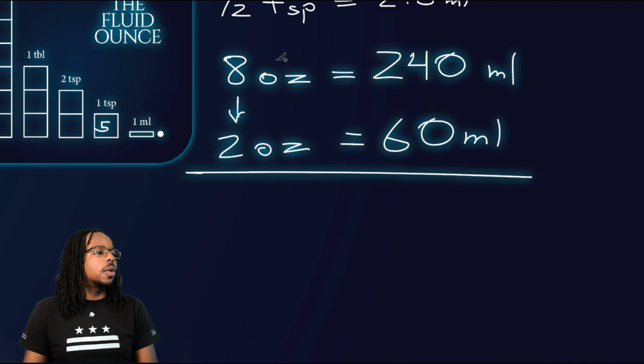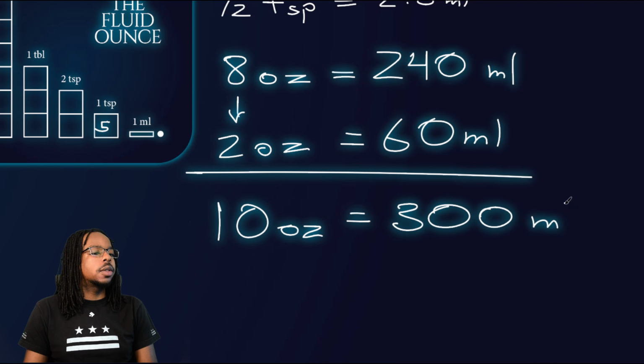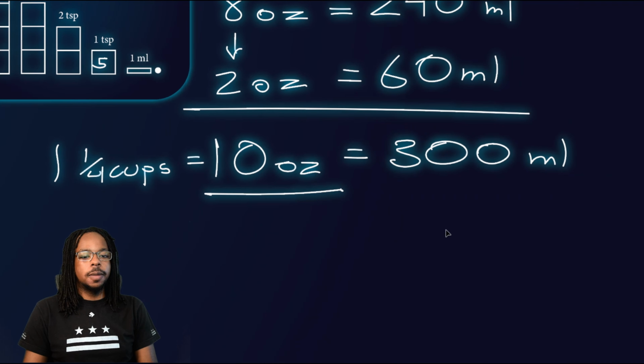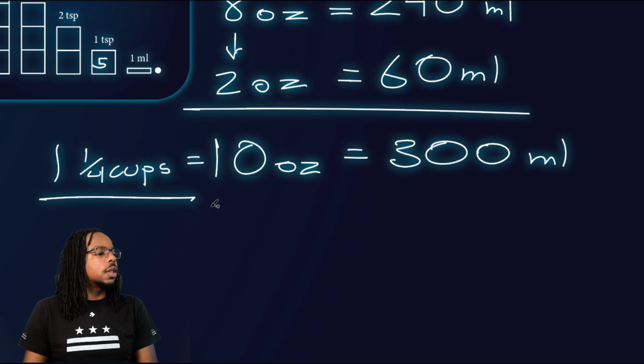So 1¼ cups are the same as 10 ounces, 10 fluid ounces. Then their metric equivalents of 240 milliliters and 60 milliliters would then give us 300 milliliters. All right. So now we can see that our value of 1¼ cups is 10 ounces, and 10 ounces is the same as 300 milliliters.